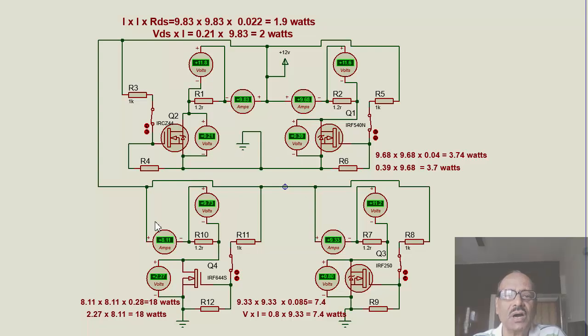We have given the same voltage and the current is nearly the same, but see how the power loss differs. In this Z44, it's about 2 watts. In this 540, it is about 3.7 watts. In the 644, it is 18 watts, and in the IRF250, it is 7.4 watts. You see how much difference there is. With so much power loss, unless you use a very large heat sink, it is not advisable to use this.